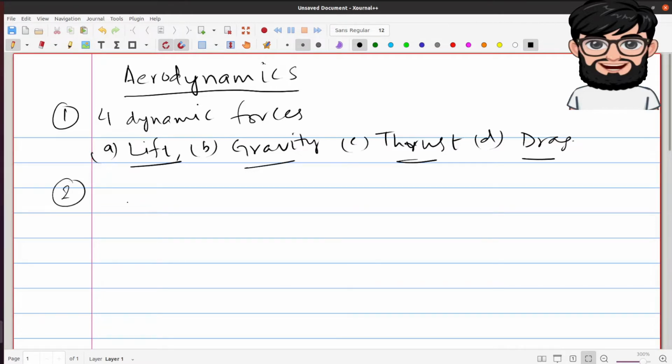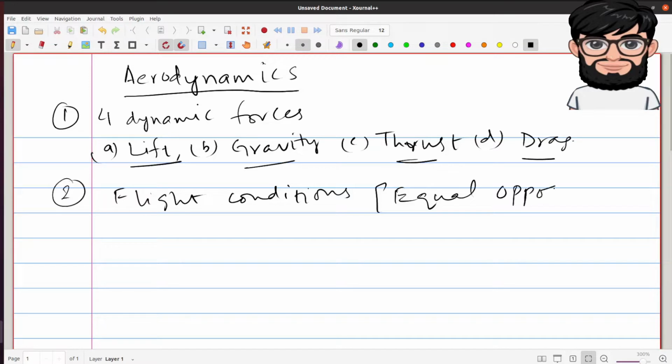So they may ask you what are the flight conditions where the sum of the opposing forces become equal, where we have equal opposing forces. Okay, so you can say that in steady state, straight and level, unaccelerated flight, the sum of the opposing forces is going to be equal, and it's going to be equal to 0, right?